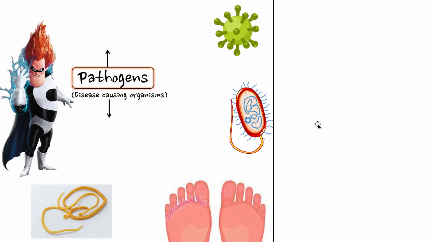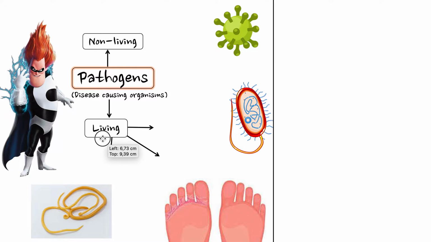So what can that include? We can divide pathogens into 2 categories: non-living pathogens and living pathogens. Non-living pathogens, guess what that would be? If you're HL, or even if you're SL, you should know this. It's a virus. A virus is a non-living pathogen. What else do we have?